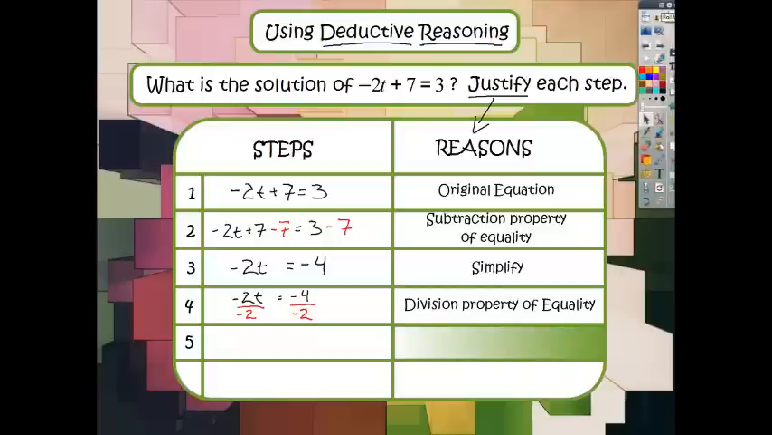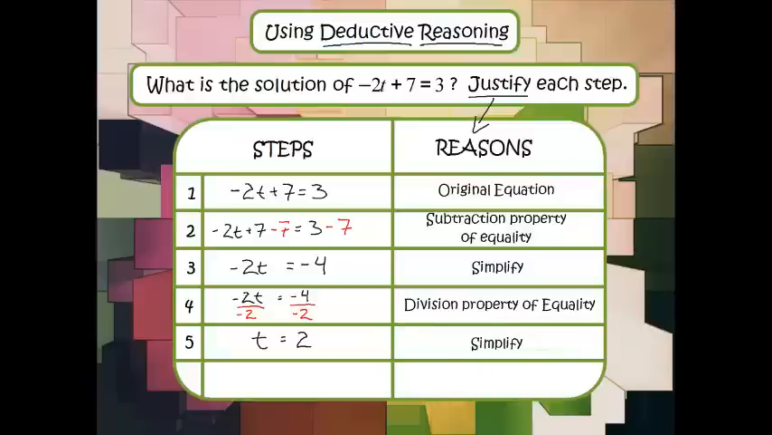Now once again, I'm going to just clean this up, make it look a little nicer. So negative 2t divided by negative 2, that's just t. And negative 4 divided by negative 2, well, that's 2. Once again, all I did there was simplify.